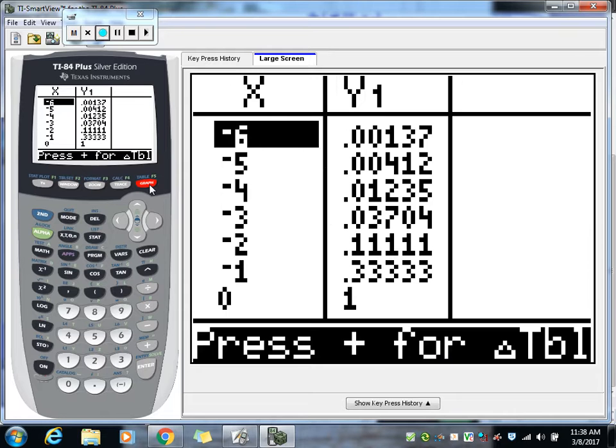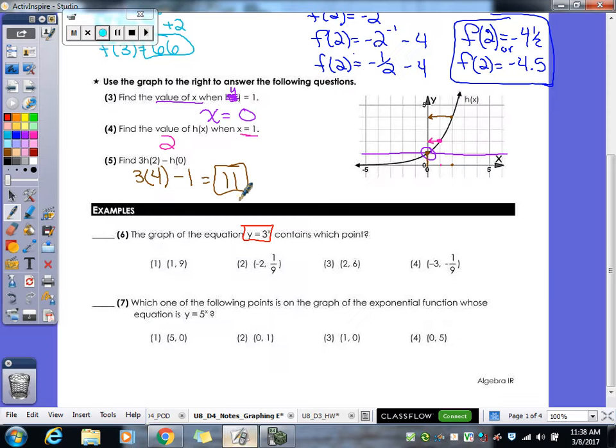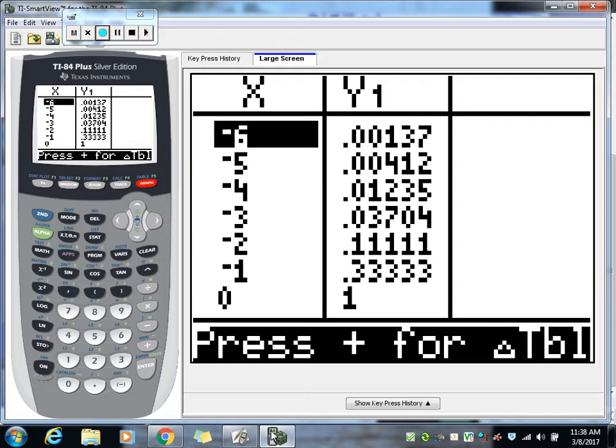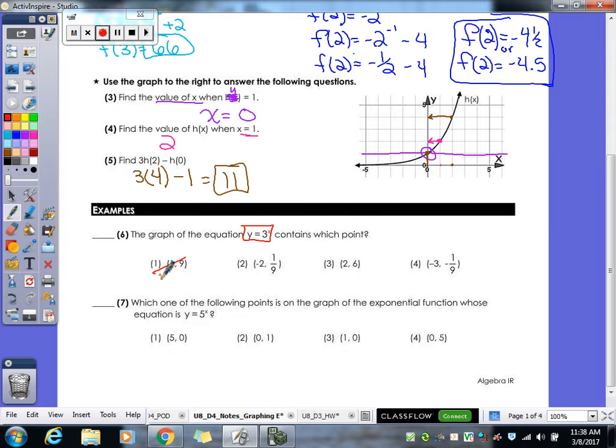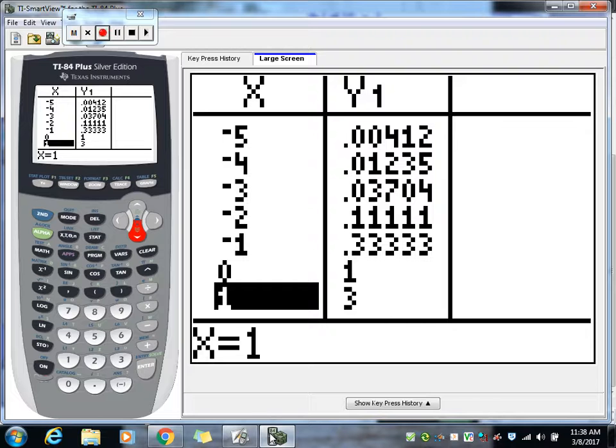And then let's look at our table. So the first point is the point 1,9. So if I go down to 1, do I have the point 1,9? No, it's 1,3. All right, how about negative 2 and 1/9?